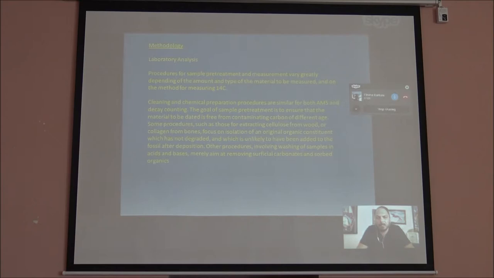Some procedures, such as those extracting cellulose from wood or collagen from bone, focus on isolation of an original organic constituent, which has not degraded and which is unlikely to have been added to the fossil after decomposition. Other procedures involve washing samples in acids and bases, better at removing superficial carbonates and fragments of carbonates.